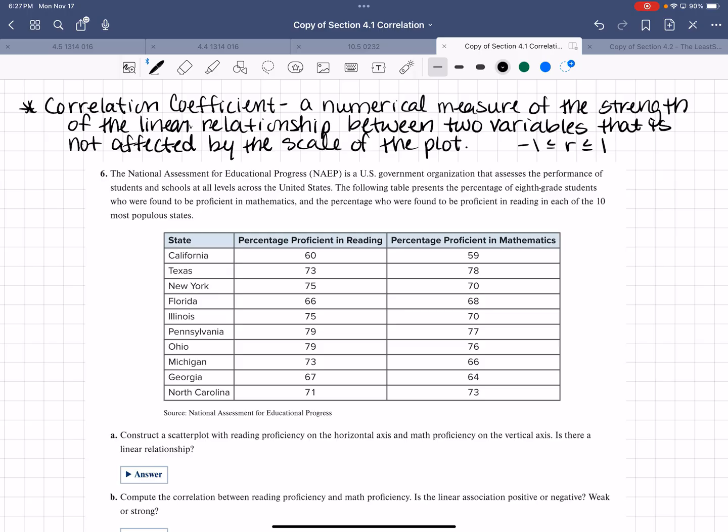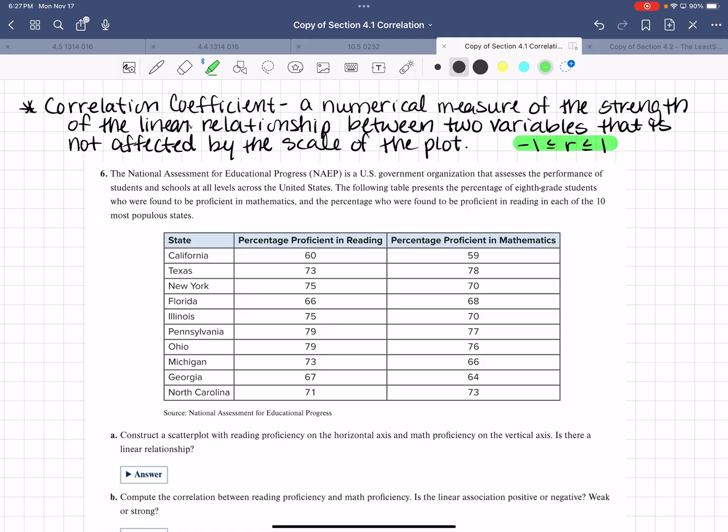Correlation coefficient is generally, guys, a number between -1 and 1, okay? And the closer your number is to 1 or to -1, the better the line of fit. The tighter that data will be.